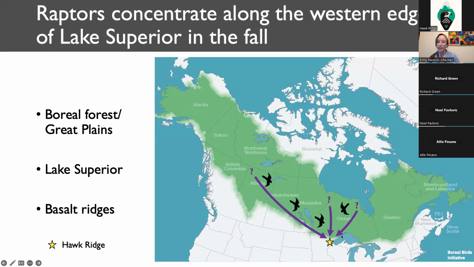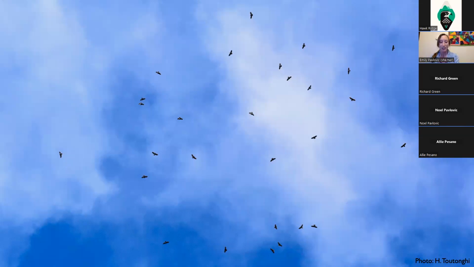And then the third landscape feature is the basalt ridges that line the coast of Lake Superior. What these do is provide an updraft for raptors that makes flight less energy consumptive. And what this results in is a pretty impressive visible migration in the fall that can be viewed at Hawk Ridge. And so I hope that many of you have gotten a chance to view this. It can look like this or with many other birds in the sky on a beautiful fall day.